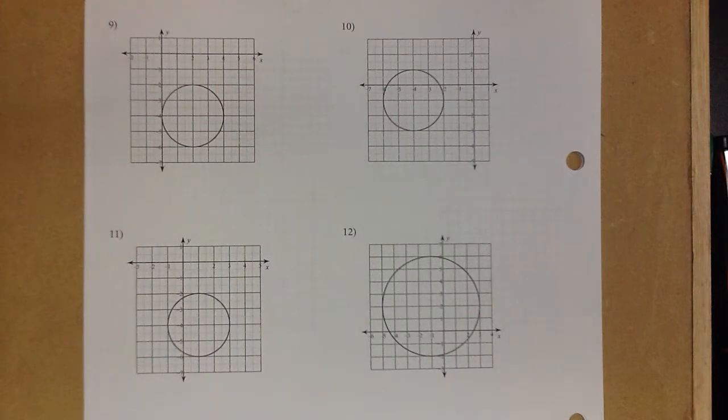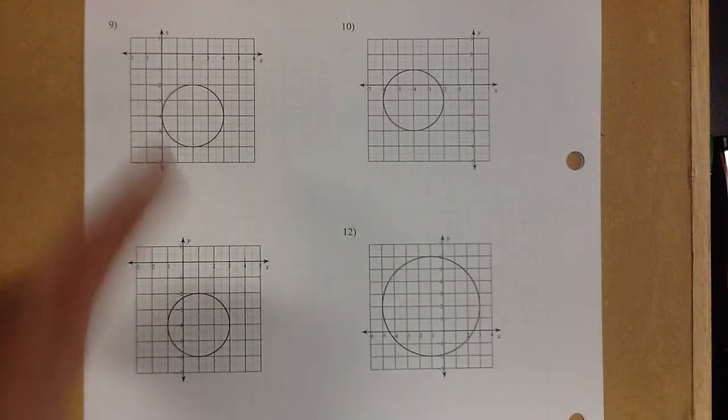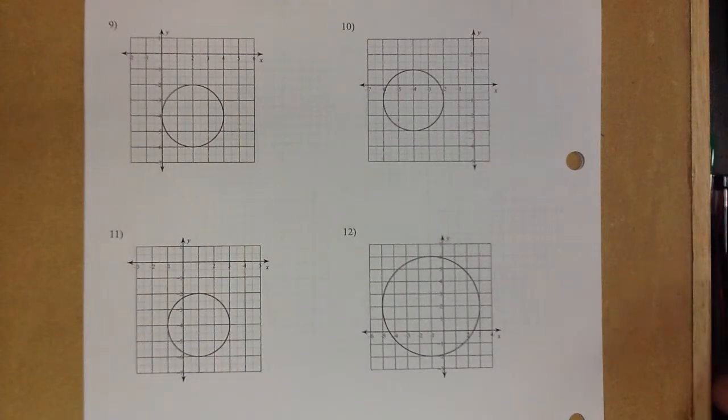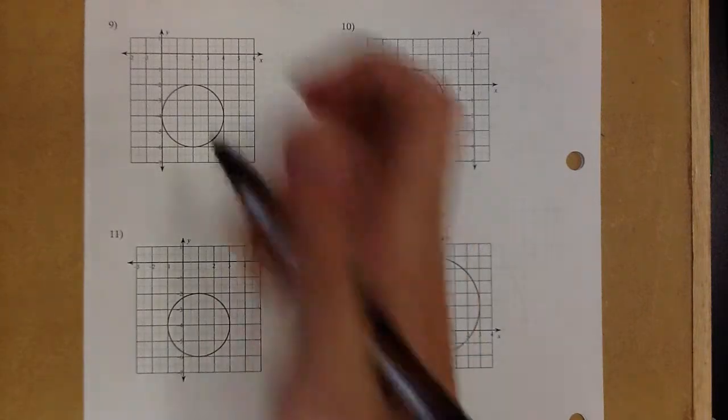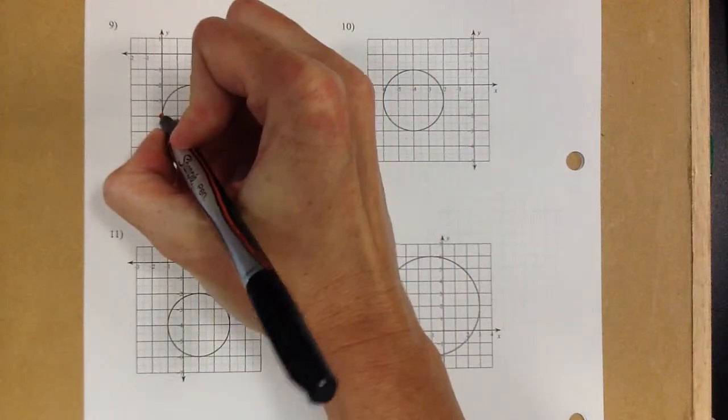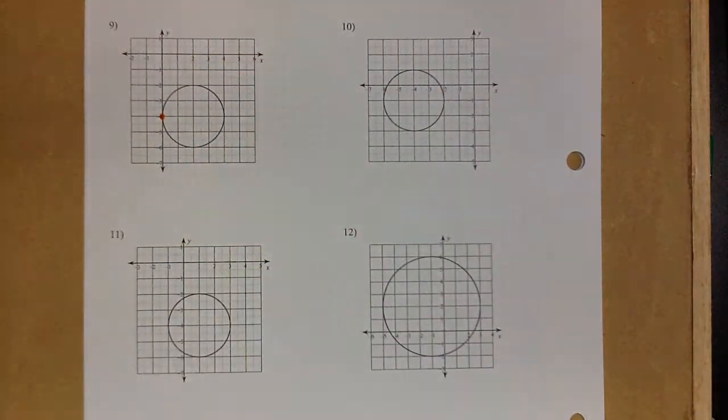If domain is where does it start on the left and where does it end on the right, for this circle here, what is the furthest left part of that circle? At what x value? 0. Okay. What is my furthest right part of that circle? 4.